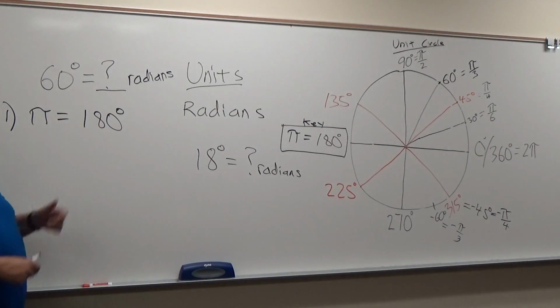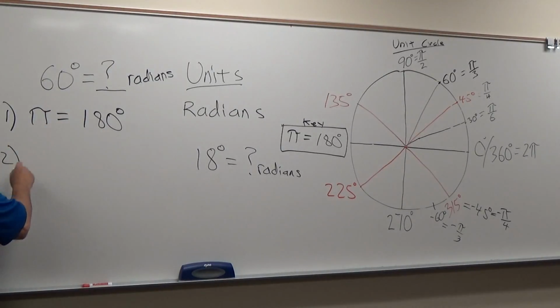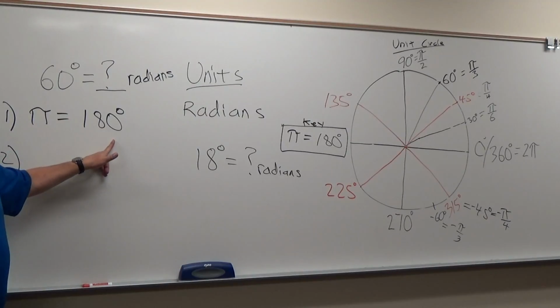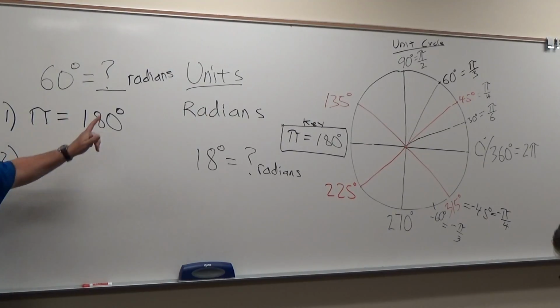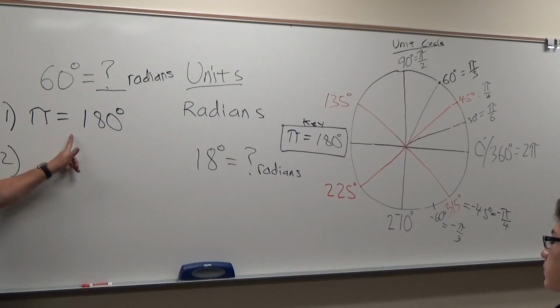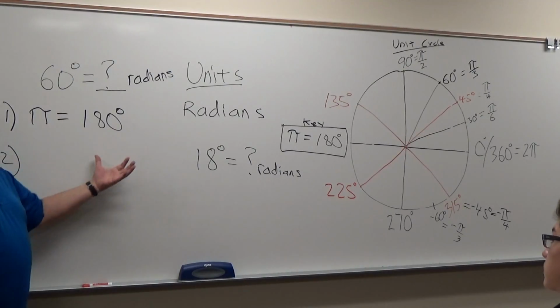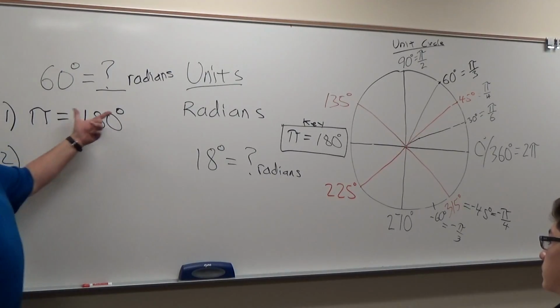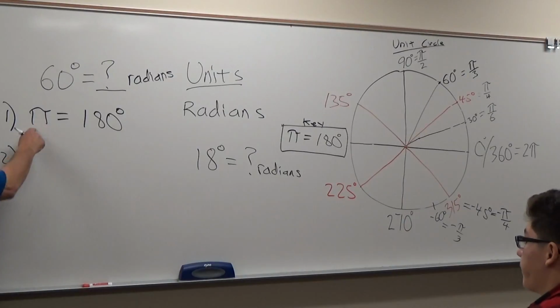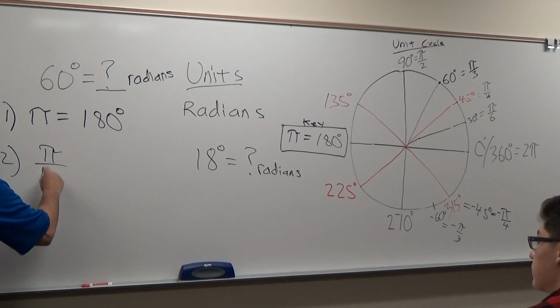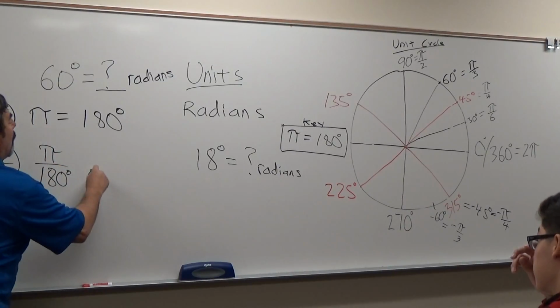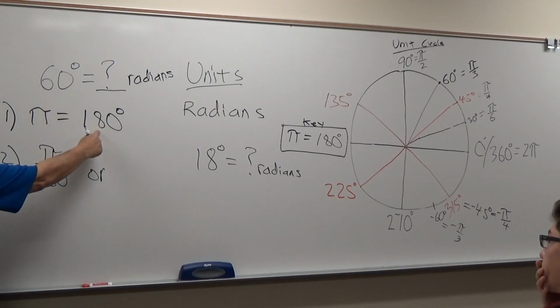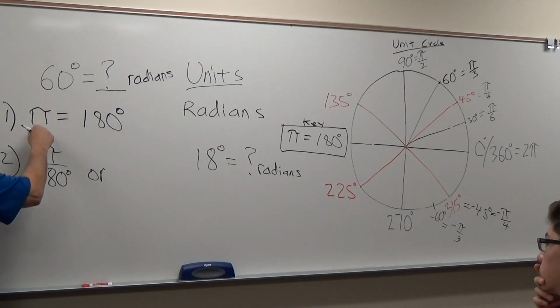Step two is to make two fractions out of step one. This is a very simple process. What you do is you put this over that. That's one of the fractions. And then you put this over that. That's the second fraction. So we're making two fractions out of the first step. We're saying pi over 180 degrees or 180 degrees over pi.